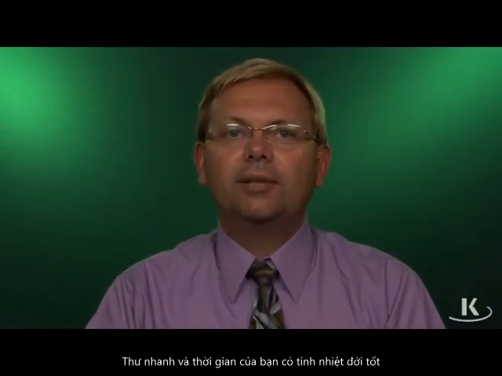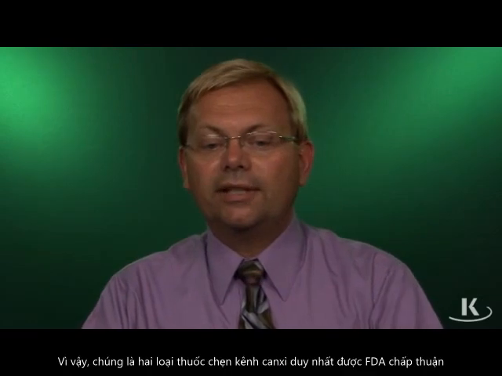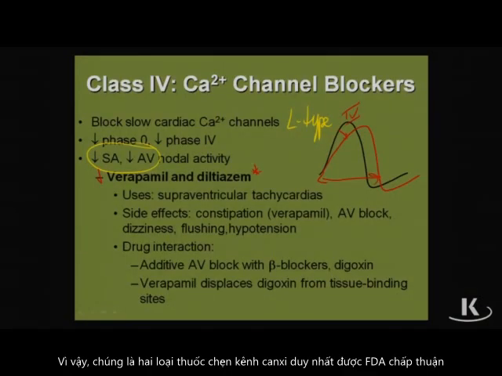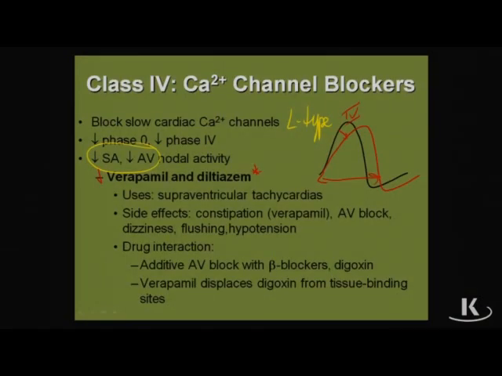Verapamil and diltiazem have good tropism for cardiac muscle. So as such, they are the only two calcium channel blockers that are FDA approved for treatment of arrhythmias. Slowing the AV node protects your ventricle. As explained with the beta blockers, this allows their use as drugs for supraventricular tachycardias. They are very well tolerated.